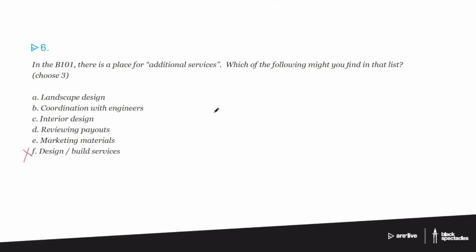So then the question comes, which of these are basic services and which of these are additional services? Reviewing payouts: you are expected to review payouts. Part of the basic services in the standard contracts is that you are going to help the owner understand the progress of the construction. Now you can take that out if there are certain times when maybe they have their own employees who can handle that, but typically it's assumed that a role of the architect would be to help review the payouts.